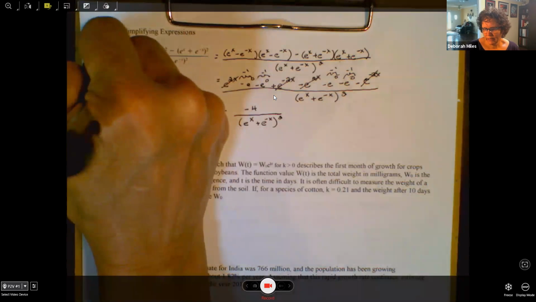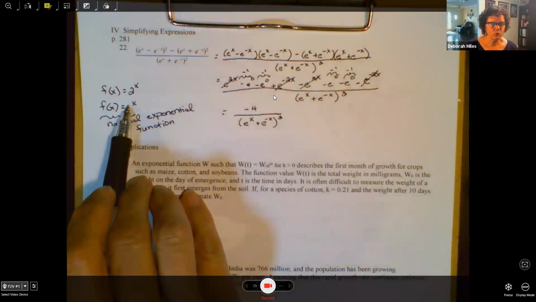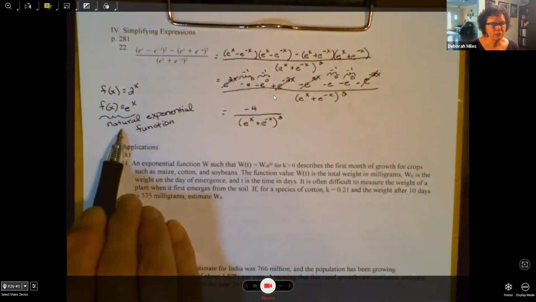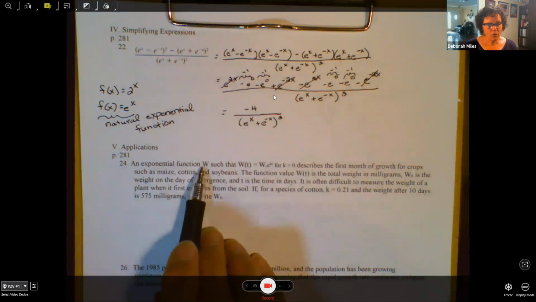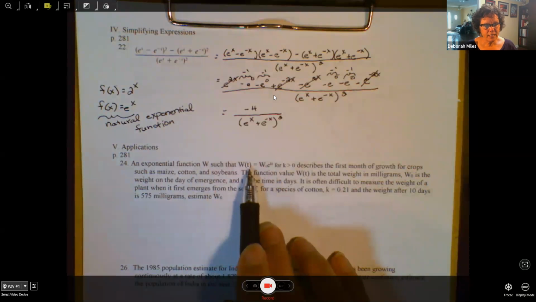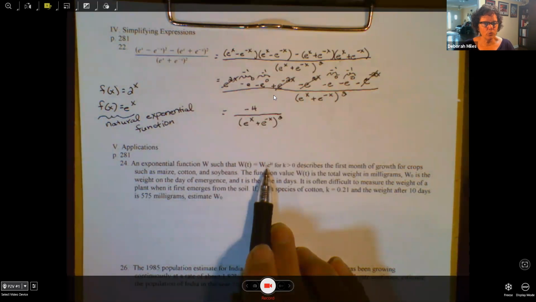We called, for example, f of x equals 2 to the x, the base 2 exponential function. This is the base e exponential function. And for reasons we'll get into tomorrow, that's called the natural exponential function. So number 24 is an exponential function w such that w of t, function notation, equals w sub 0, and you'll often see something with a subscript of 0 for an original amount. In the interest formula, we use P for principal, but we could use A sub 0 for original amount.